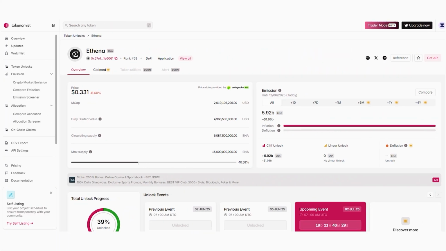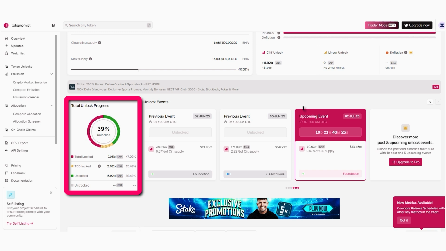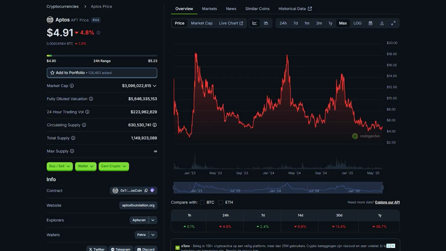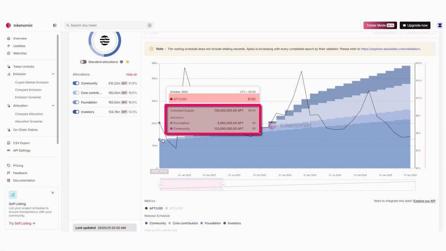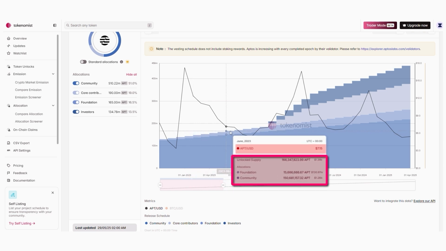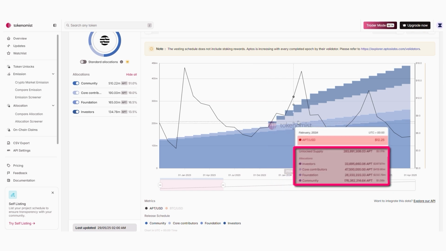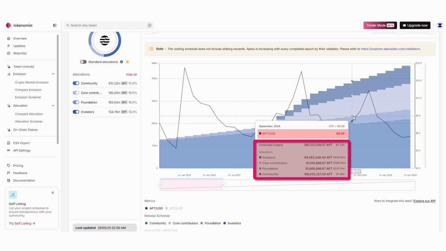Now go to token.unlocks.app and look at the unlock schedule. If hundreds of millions of new tokens appear in the coming months, then the current price is not a discount, but an overvaluation. Remember Aptos, a project with a powerful launch, hype, and strong technology. But at the start, only a small portion of the tokens were in circulation. The majority was held by funds and the team, locked up. Once the unlocks began, the price started to fall, again and again, regardless of marketing, simply because supply was growing faster than demand. This is the power of tokenomics.